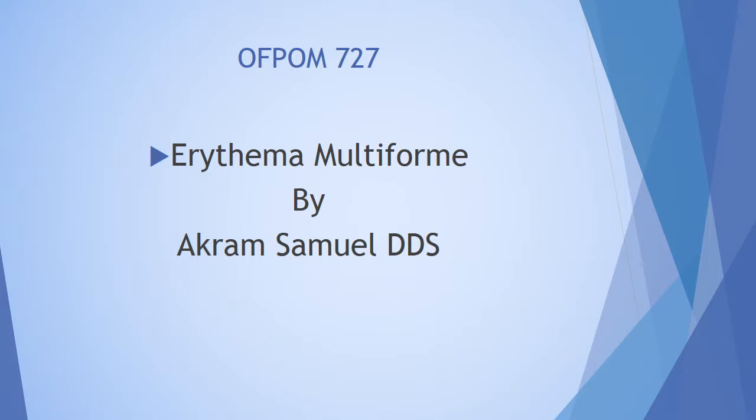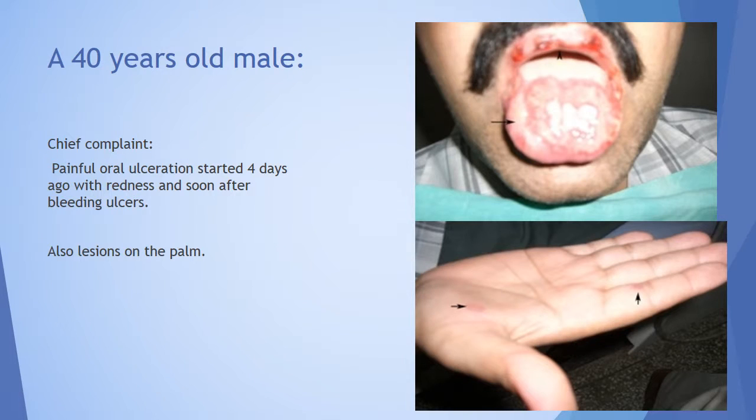This is a presentation for an erythema multiforme case. A 40-year-old male, his chief complaint is painful oral ulceration that started 4 days ago with redness and soon after bleeding ulcers. Also lesions on the palm.